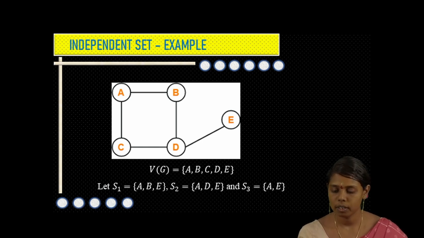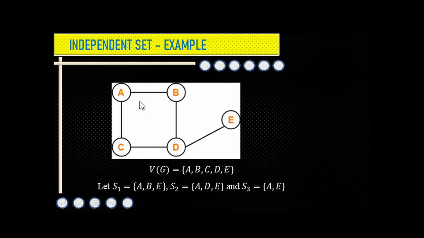And now we are seeing the vertex set S3 consisting of A and E. As there is no edge between A and E, these 2 vertices are not adjacent to one another. So we may say that S3 is an independent set for our graph.